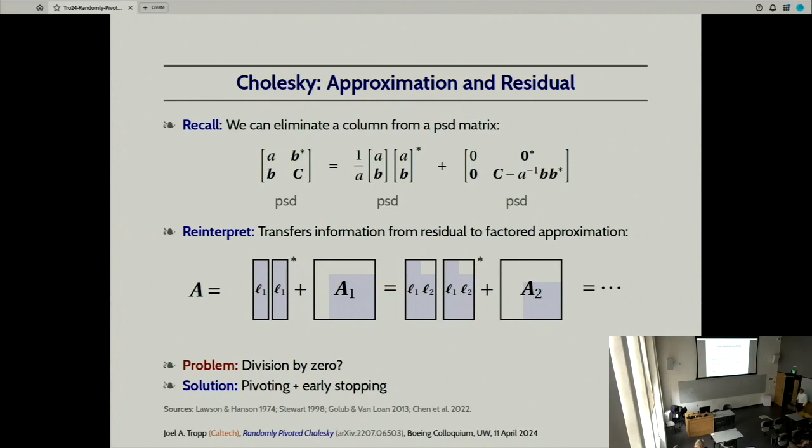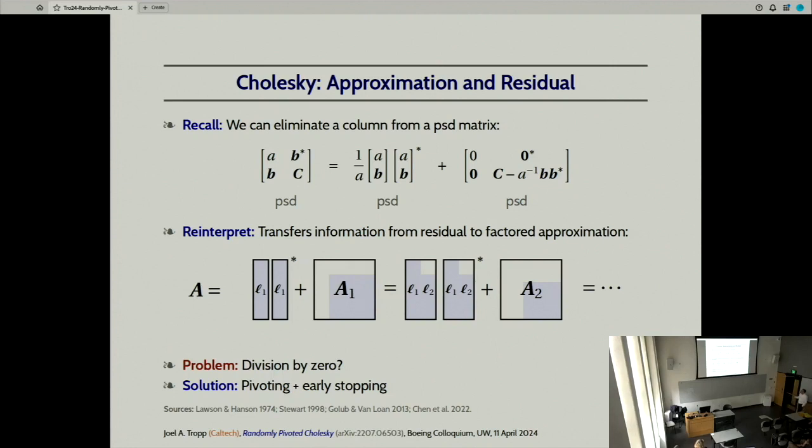Okay. Now, one thing you might have noticed is that when we implement this method, we need to divide by the diagonal entry A. Are the diagonal entries of a positive semi-definite matrix strictly positive? Not necessarily. So 0 is a positive semi-definite matrix whose diagonal entries are 0, so you might have a problem implementing this approach. So what do you do to avoid division by 0? You need to pick a column to eliminate where the diagonal entry is not 0. Okay, so this is called pivoting.